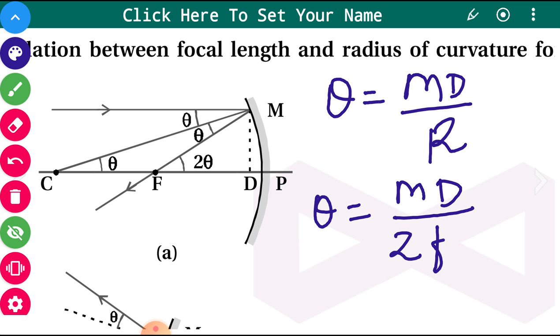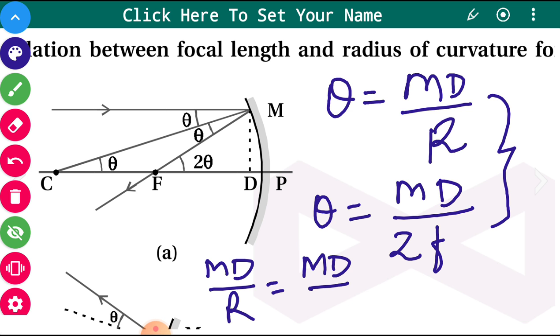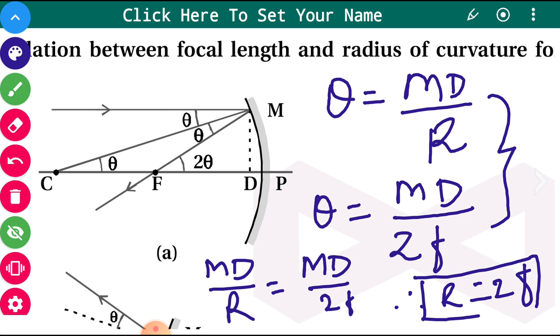Now if you compare these two equations, then MD will be cancelled out, or you can take the ratio, whatever you want to take. So MD upon R is equal to MD upon 2F. Therefore R is equal to 2F. Hence it is proved that the radius of curvature is 2 times the focal length. Remember this equation, many numericals are there.